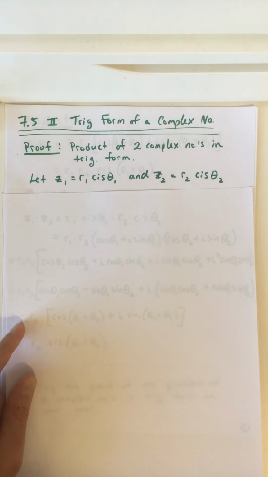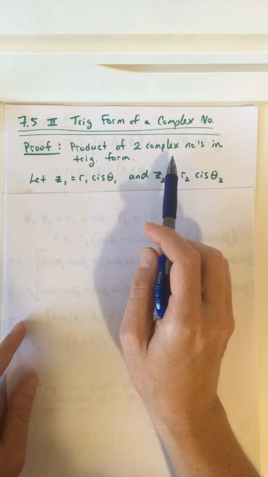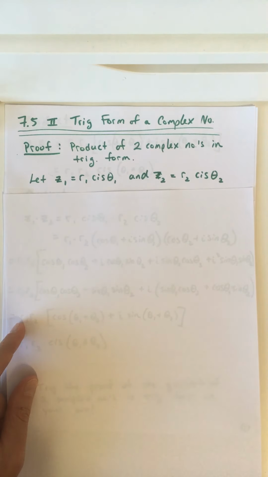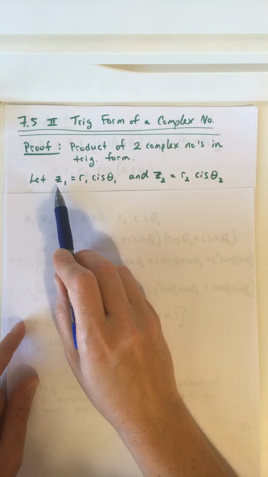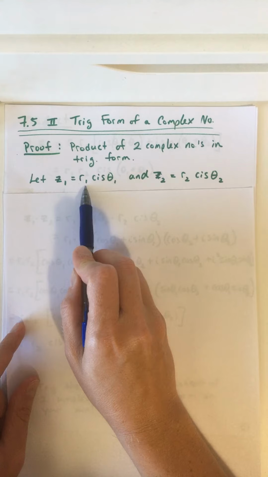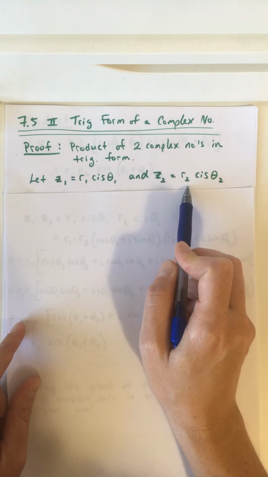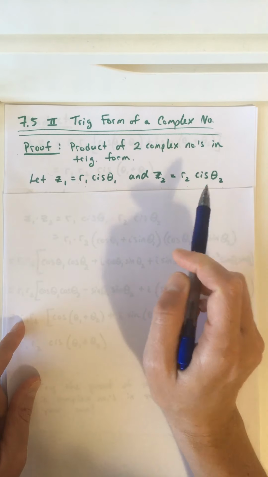Today we're covering the second part of section 7.5, trigonometric form of a complex number. We're going to start with the proof. We're going to look at the product of two complex numbers in trigonometric form. So we're going to take one complex number and call it z1. We're going to call the radius r1 and its angle theta1. And we're going to take a second complex number and call its radius r2 and its angle theta2.